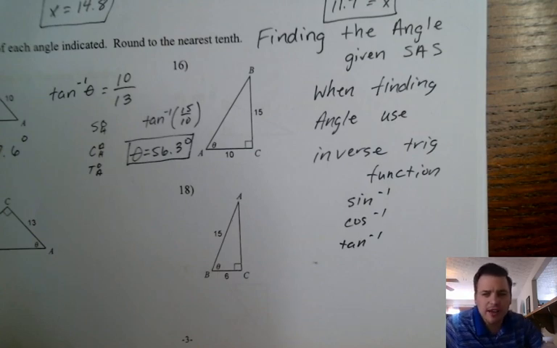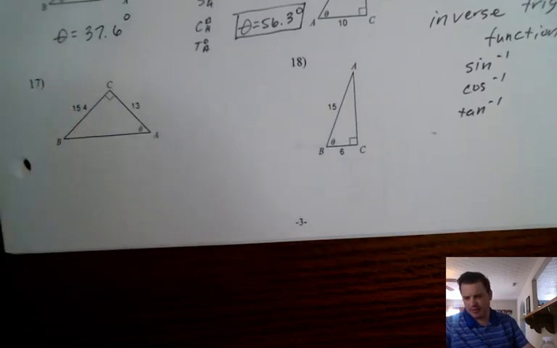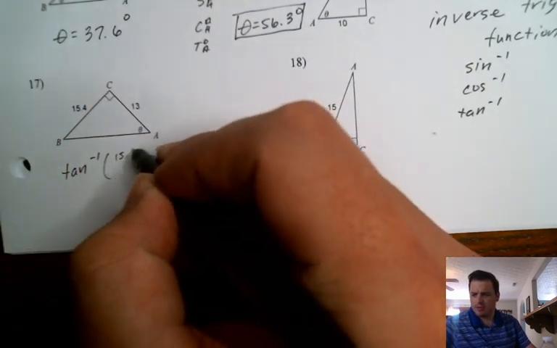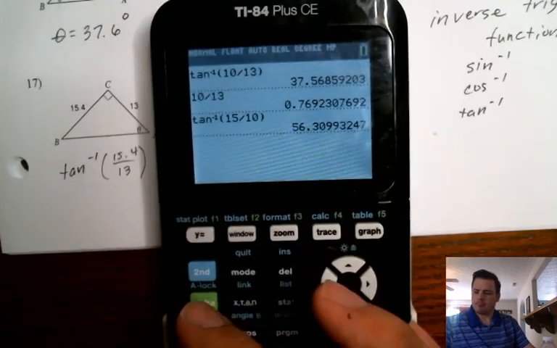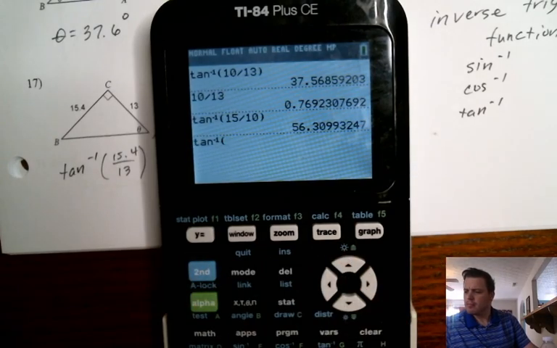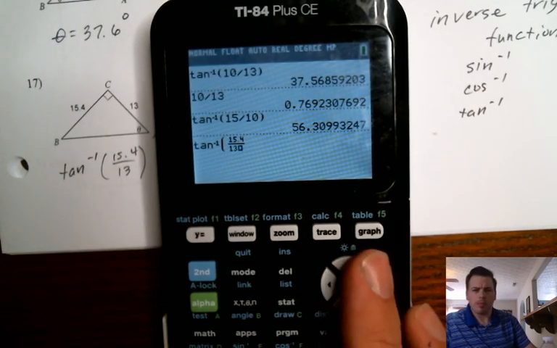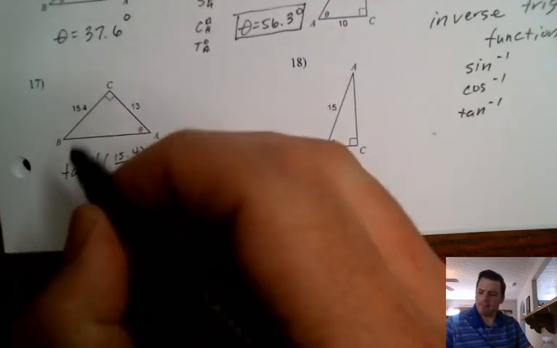So what do you do when you're finding angles? Use inverse trig functions, okay? Use inverse trig functions. How about number 17? What does it give us here? Opposite over adjacent again. So the inverse tangent of 15.4 over 13 is 49.8 degrees.